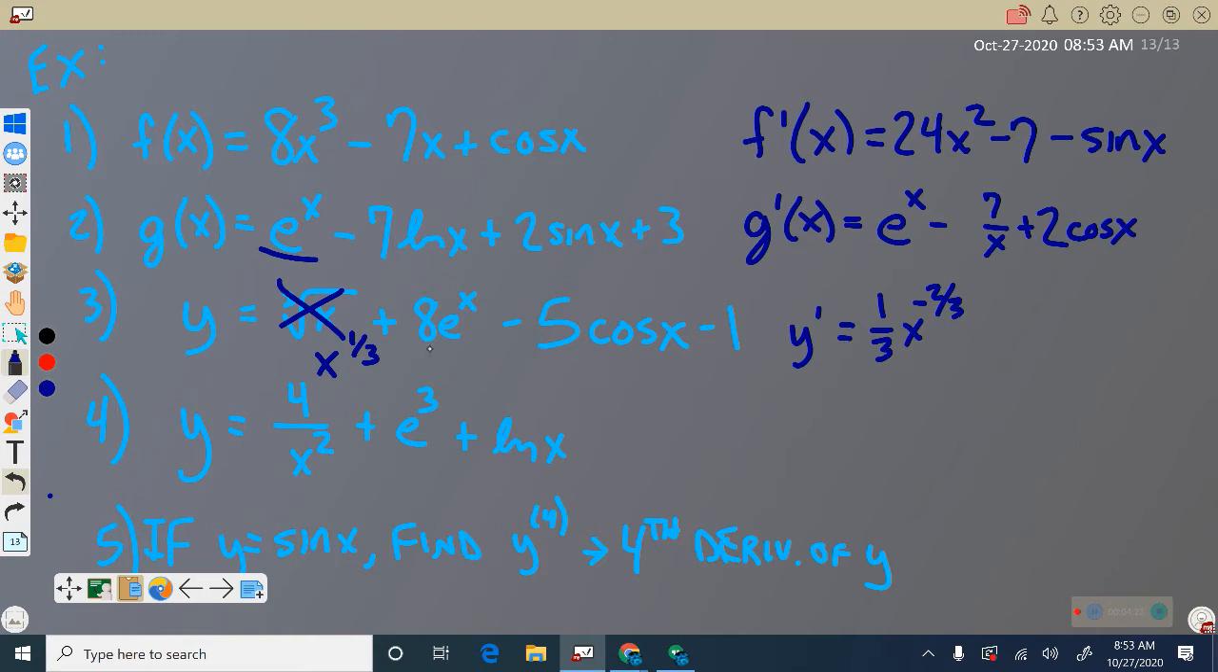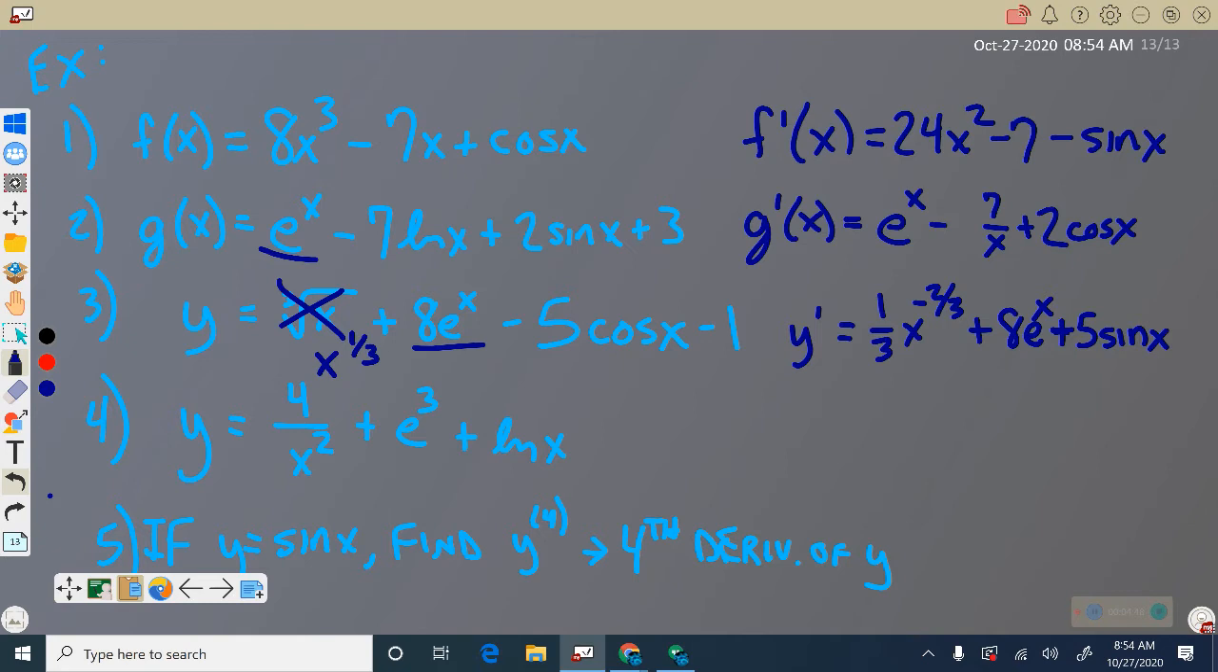Now we have an exponential, e to the x. Its derivative is always just e to the x. So it stays the same. The derivative of negative 5 cosine. So keep the negative 5. The derivative of cosine, though, is positive sine. Or I'm sorry, the derivative of cosine is negative sine, so this becomes a positive 5 sine of x. And then the minus 1, again, is a number. It just goes away.